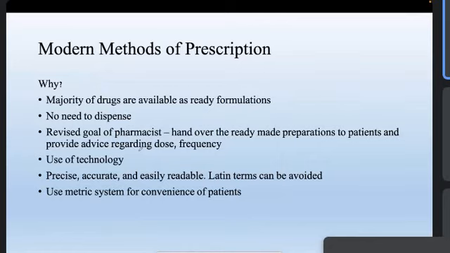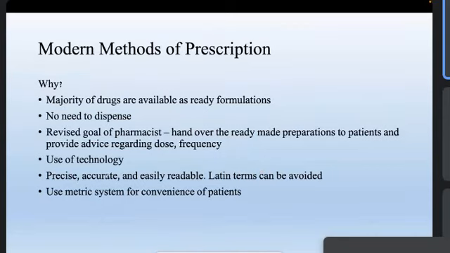Because most of us think doctors must have told. Okay, so very few pharmacists provide counseling also when they hand over medications. Then, as you said, yes, use of technology. Then Latin terms, yes, they are avoided now. We don't use much of Latin terms, so it is ease of use.